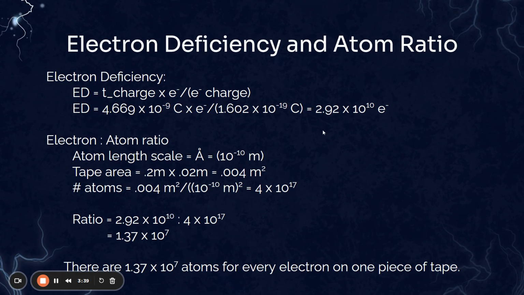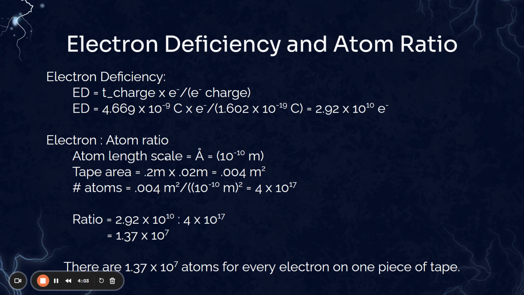For the electron deficiency, we took the charge that we got in the previous equation and multiplied it by 1 over the charge per electron to get the total number of electrons that must have been involved in getting that charge. That number was 2.92 times 10 to the 10th electrons. And we know that it's a deficiency because both of the tapes have a positive charge.